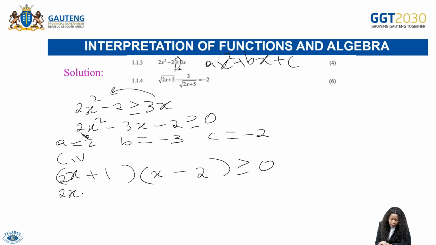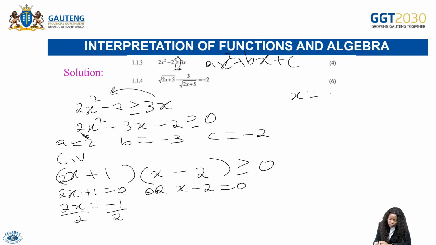So you'll say 2x plus 1 is equal to 0, or x minus 2 is equal to 0. So 2x is equal to negative 1. You divide by 2, and you get that x is equal to negative 1 over 2. Or if you transpose the negative 2 to the other side, you get x equal to positive 2. But you're not done. Here you'll only get 2 marks for the standard form and a mark for those critical values.